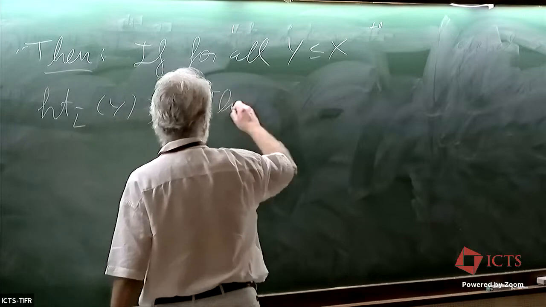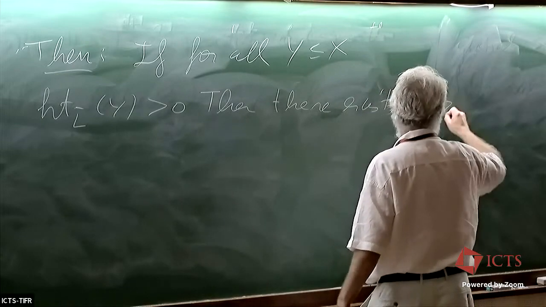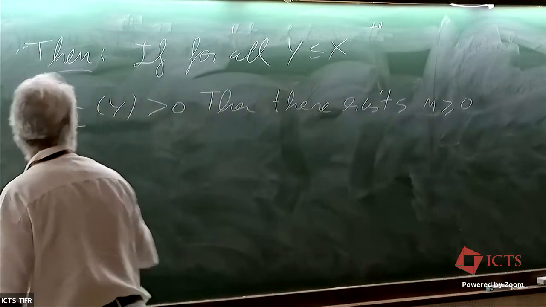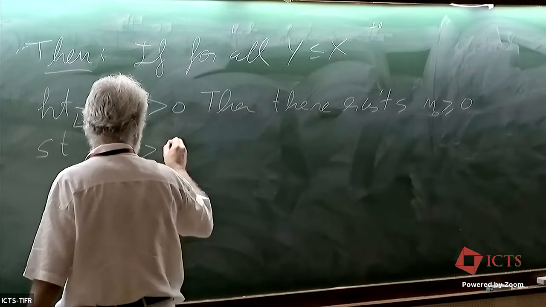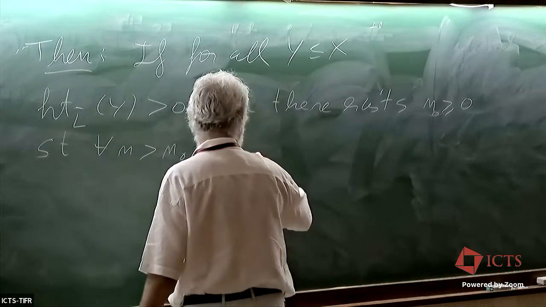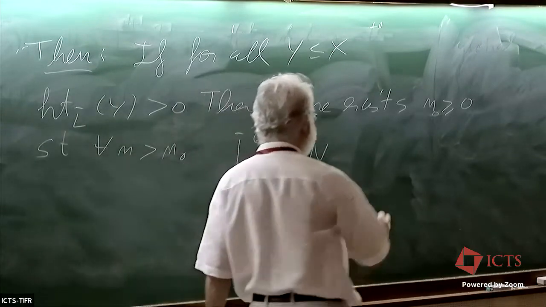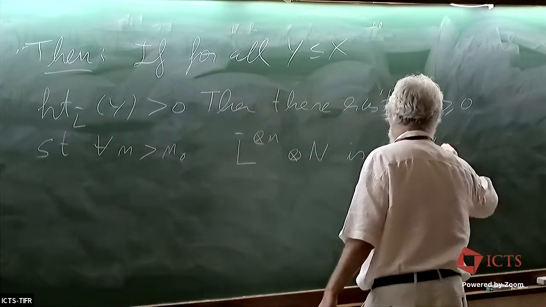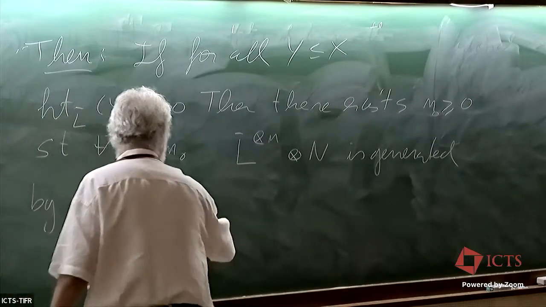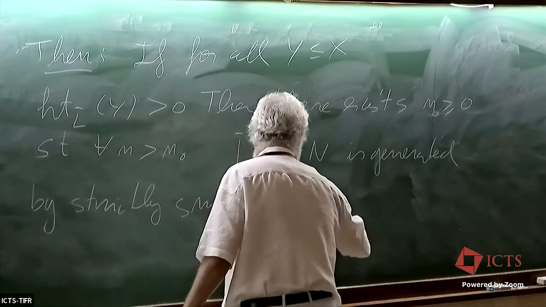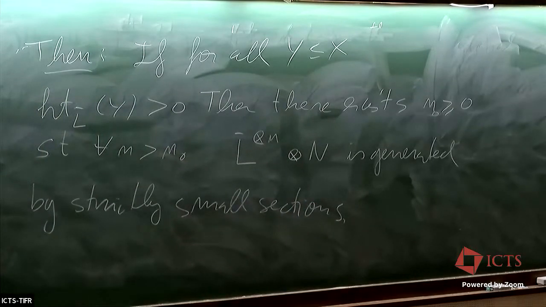Then there exists some n bigger or equal than zero, let's put n zero, such that for all n bigger than n zero, the line bundle L bar tensor n is generated by strictly small sections. You see, it's the perfect analog of the Nakai-Moishezon criterion in geometry.